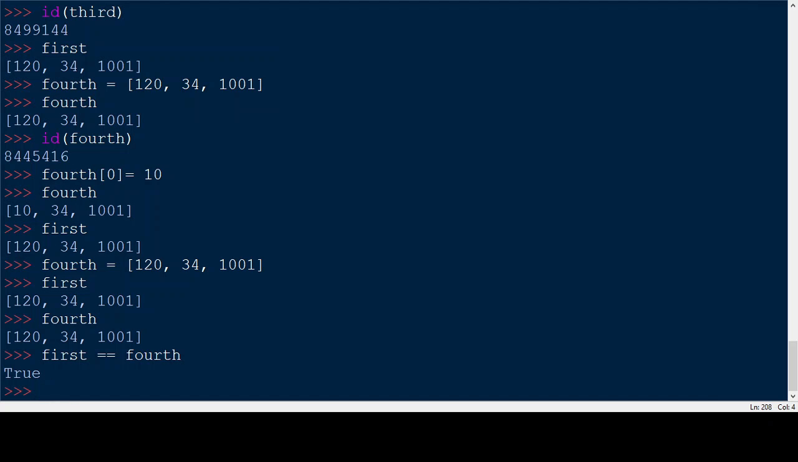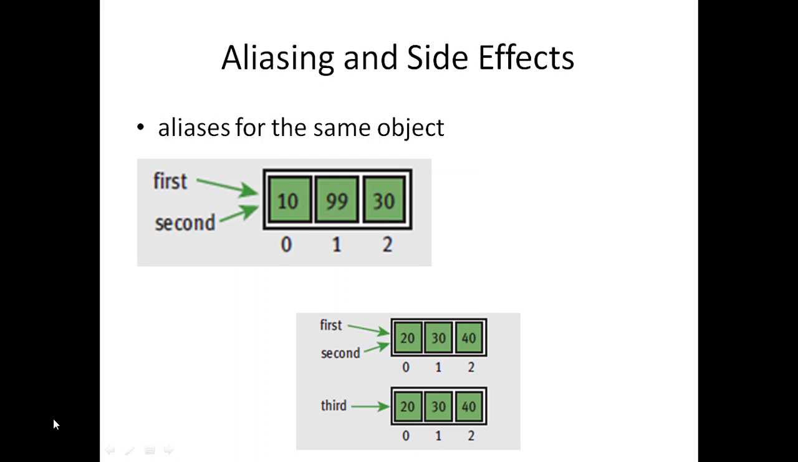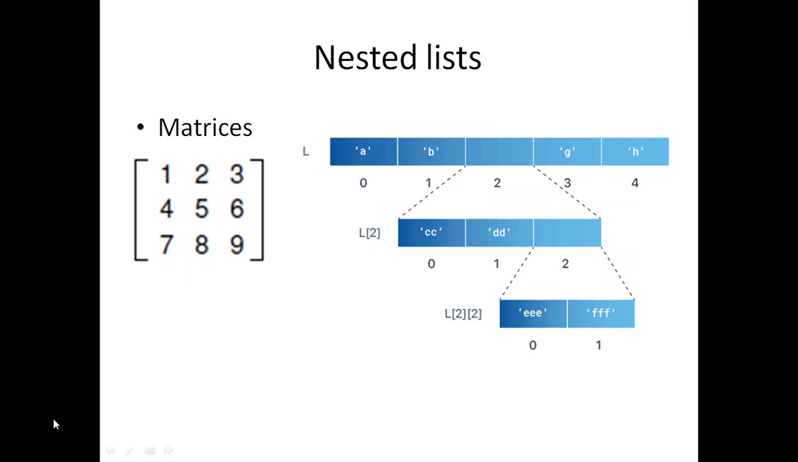So this is known as aliasing. We can create aliases of the same object, the same list. Okay. Then we have one more small topic, nested list.